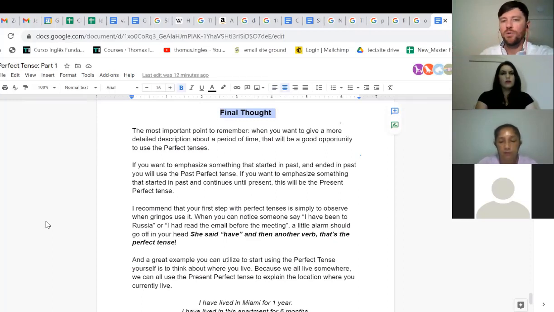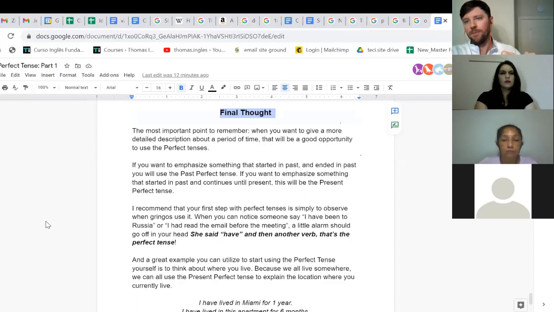The most important point to remember when you want to give a more detailed description about time, that's the moment to use the perfect tenses. So, se você lembra uma coisa dessa apresentação, eu quero que você lembre que nós usamos os perfect tenses para falar sobre tempo e para dar mais informação sobre período do tempo.